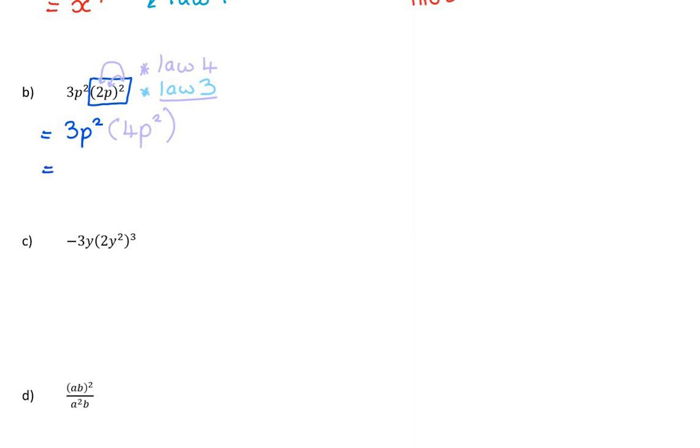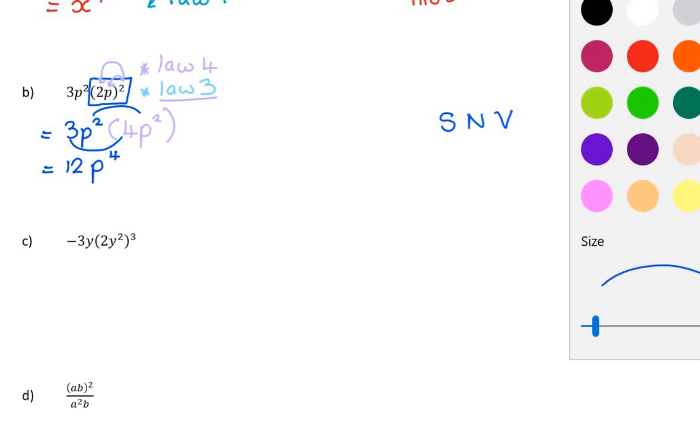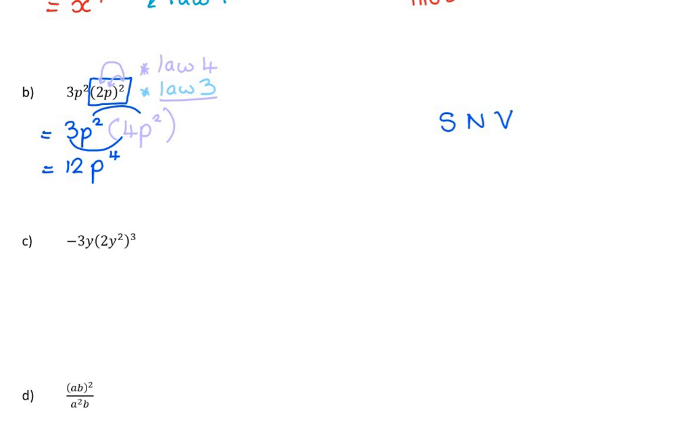Now just be careful, there's multiple things to multiply here. So don't forget that when we multiply, it's signs, numbers, variables. Now there's no signs to multiply, but there's 3 times 4, which is 12. And then my variables, when I multiply powers the same base, I add my exponents. So far our kind of steps are always get rid of your bracket first, and then just do your basic multiplication. Okay, what's our next question?